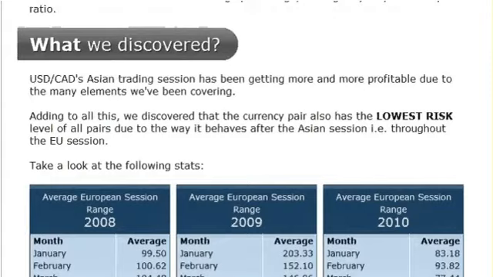USD CAD's trading session has been getting more and more profitable due to the many elements that we've been covering: tick volume, increased spread, correlation between the two currencies, US dollar and Canadian dollar. Add to that, we discovered that the currency pair also has the lowest risk level of all the other pairs, due to the way it behaves after the Asian session, in other words, throughout the European session.